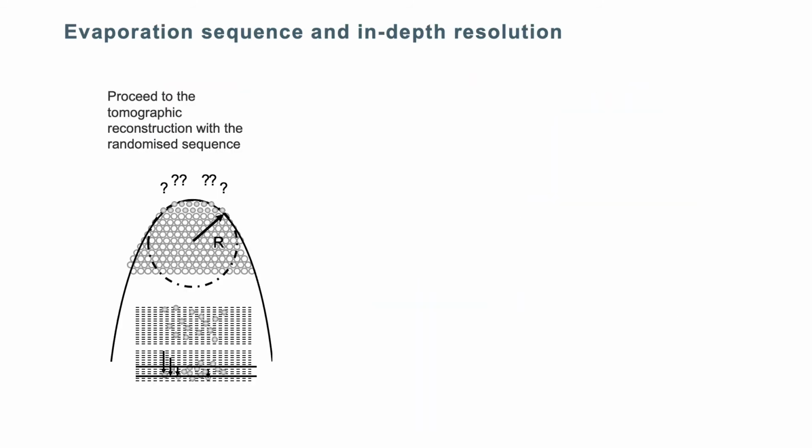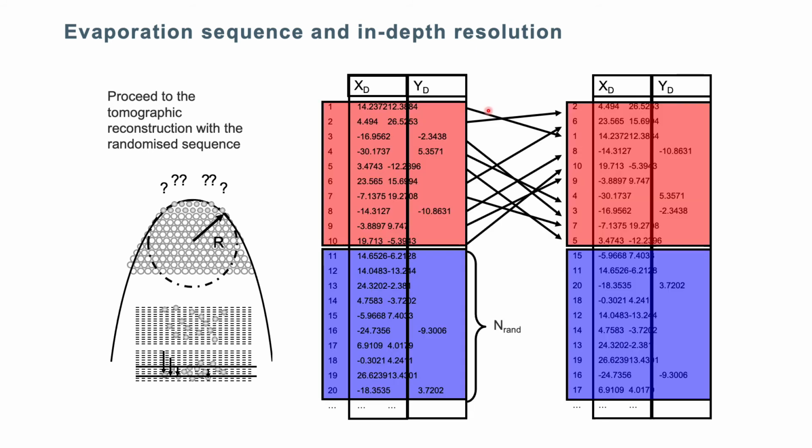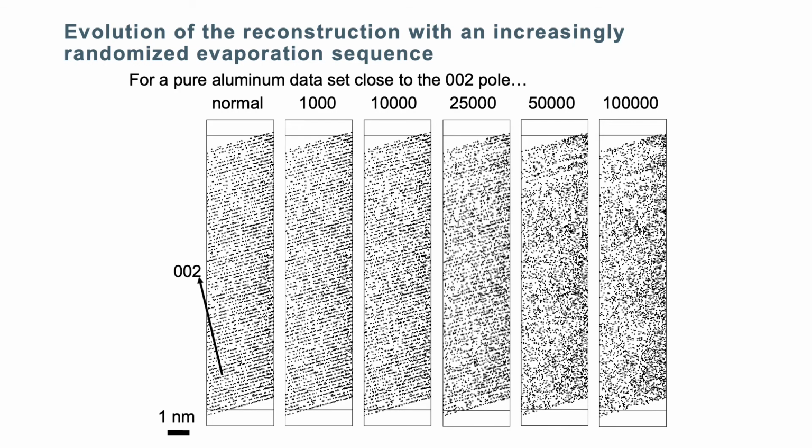So I played a bit with this a while back. I just took the sequence in which I was detecting ions from within a pure aluminium data set, and I started randomizing the order in which I was reconstructing the ions. Initially in a small window of maybe 10 ions. So you can see I swapped just the positions, and then I go to the next 10 and I swap their positions, and then go to the next 10 and I swap their positions. And then I do this not only for 10 atoms, but maybe for 50 atoms or 100 or 1,000 atoms. And I build the reconstruction, and then I look at what the data looks like.